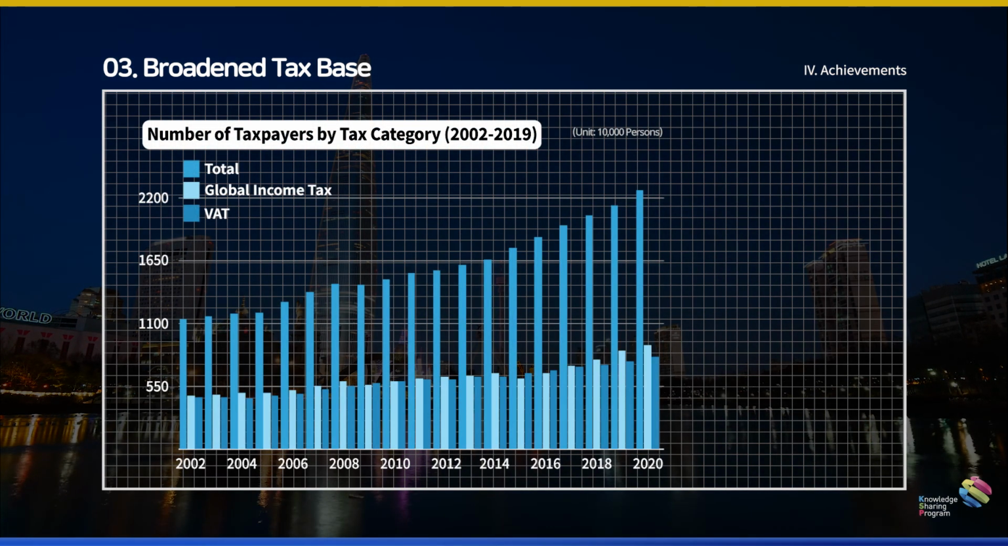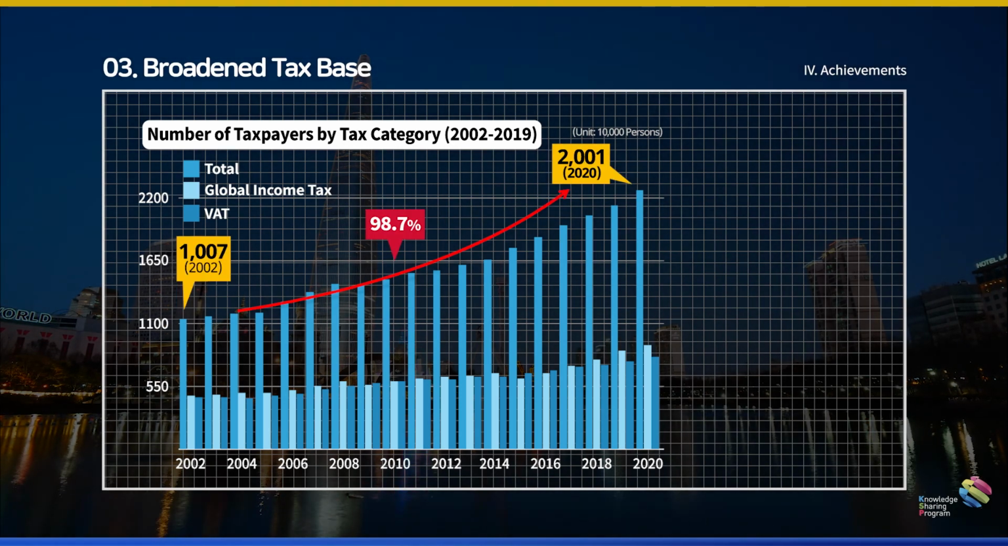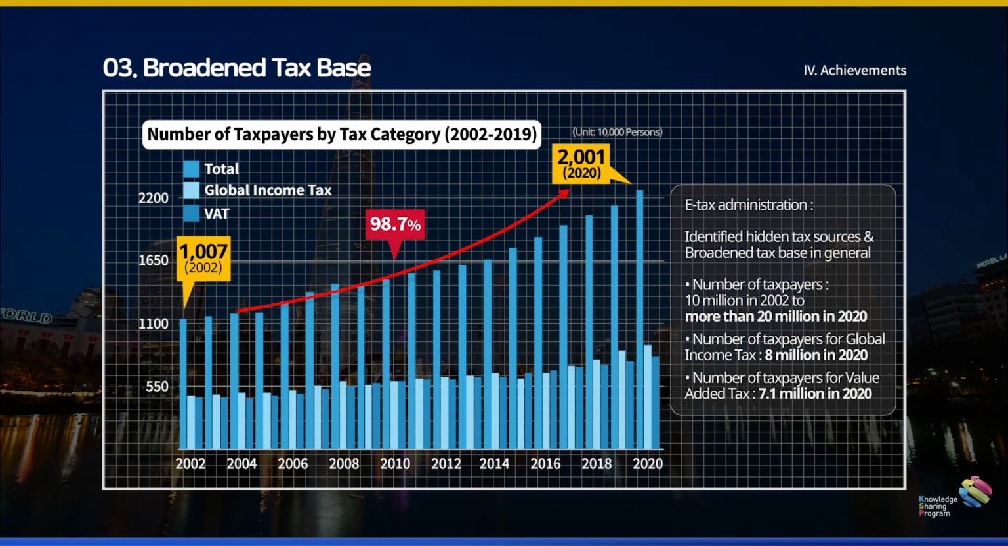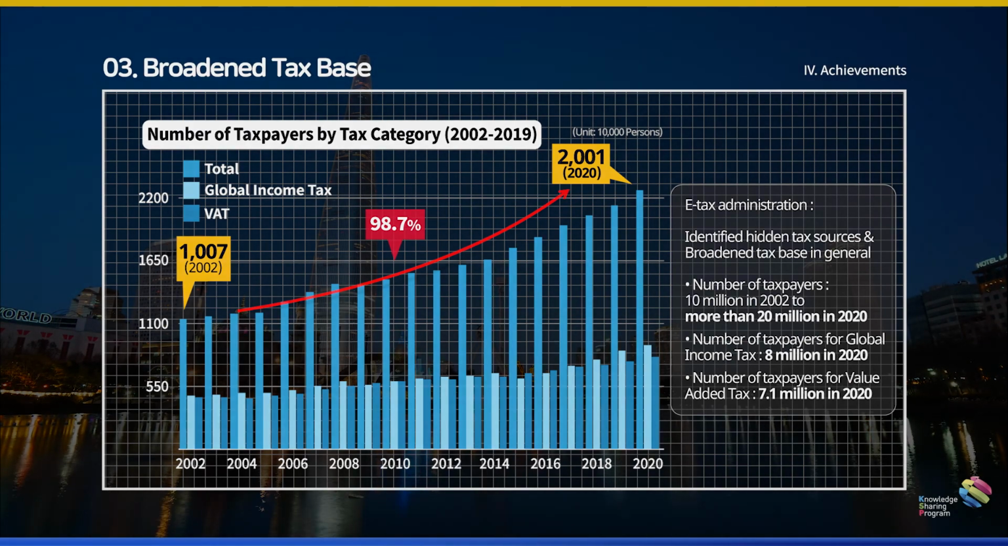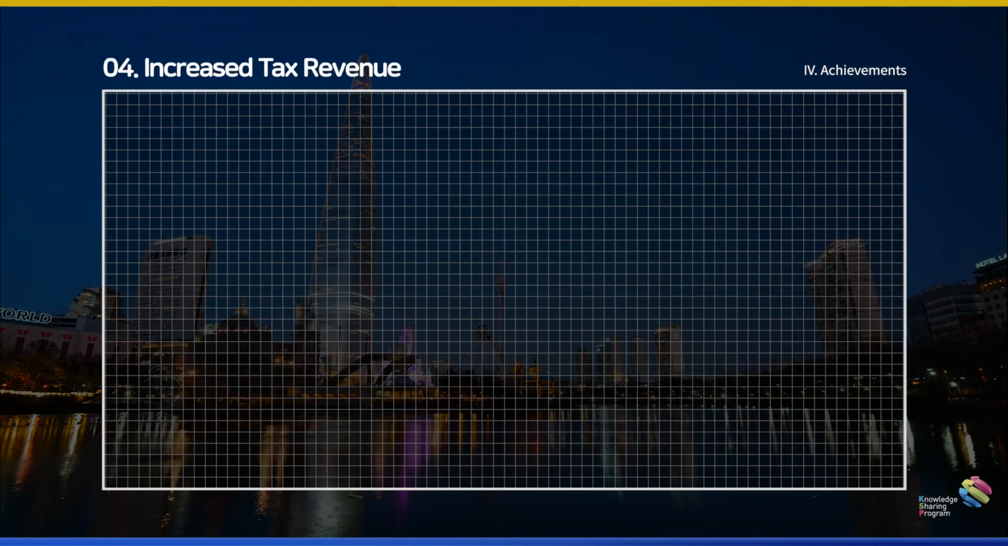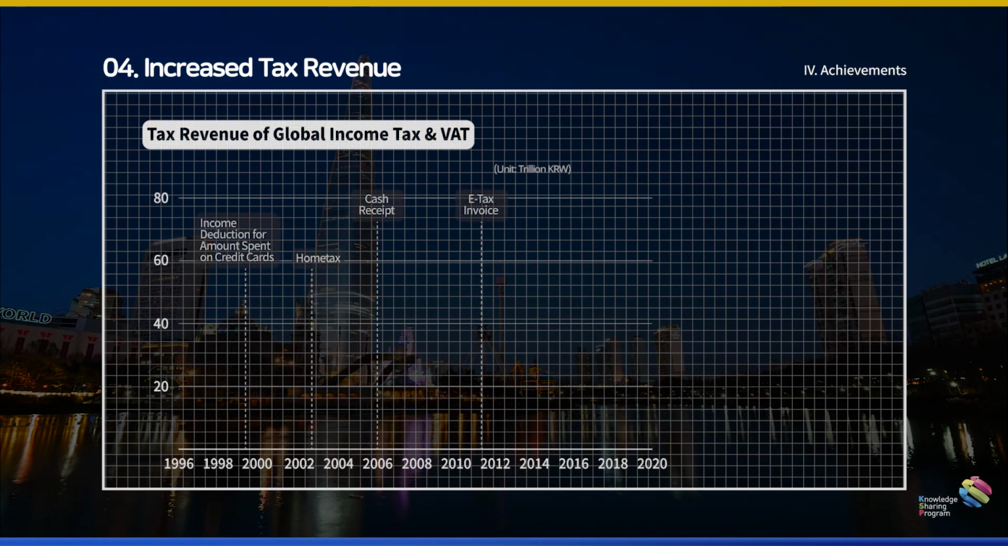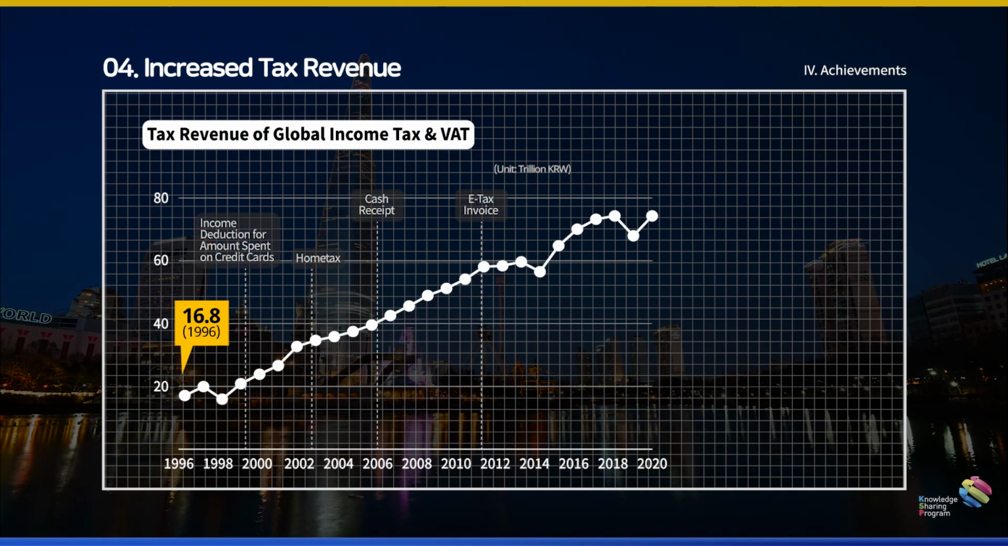Since 2002, the total number of taxpayers has consistently increased by 98.7%, amounting to more than 20 million people. E-tax administration contributed to identifying hidden tax sources, leading to a broadened tax base in general. Along the same vein, tax revenue has increased among the major sources of tax revenue.